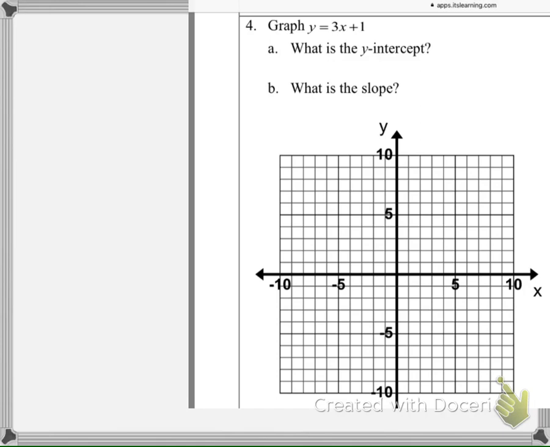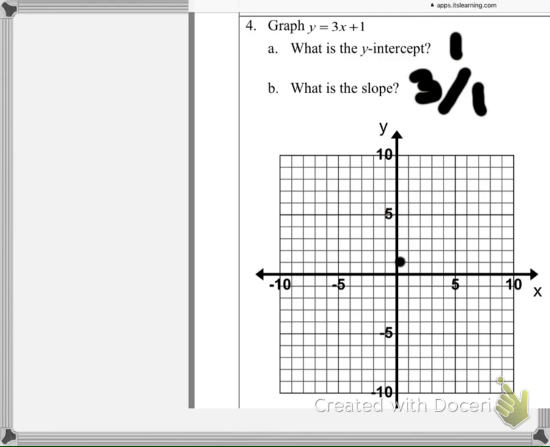Okay, number 4, graph 3x plus 1. What is the y-intercept? Well, the y-intercept in this case is 1. And what is the slope? It is 3. It can also be written as 3 over 1, so that it's more easily for you to see the rise is 3, and the run is 1. Always start with the y-intercept.